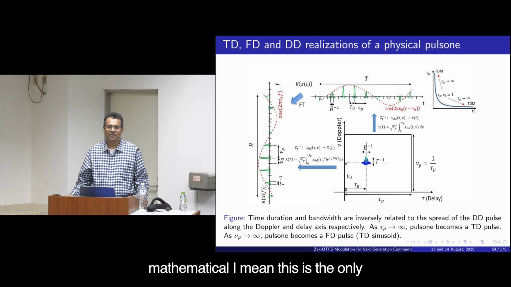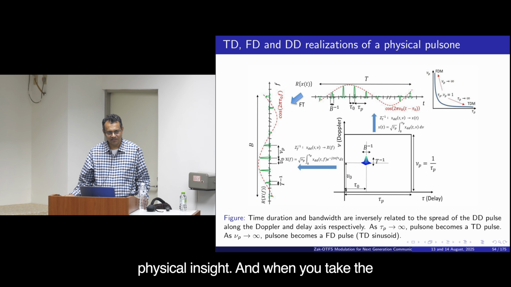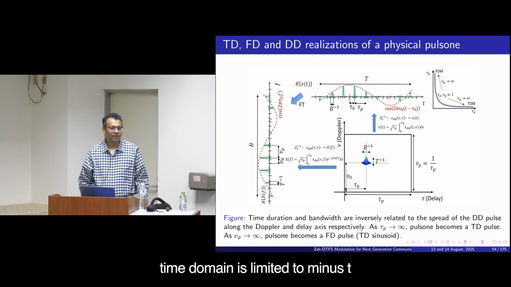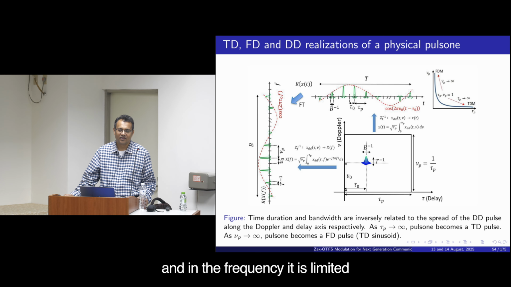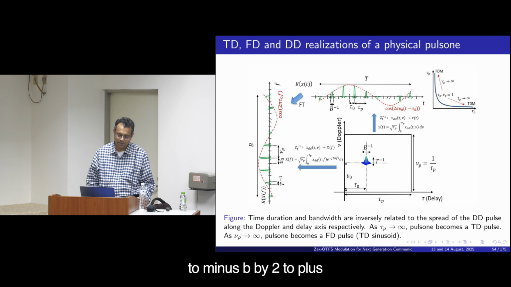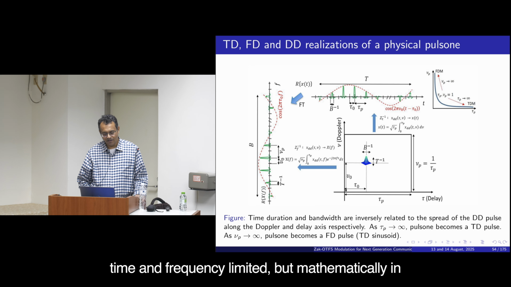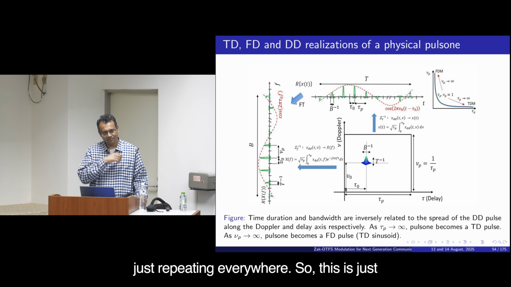And that is all very mathematical. I mean, this is the only physical insight. And when you take the Zak transform of that, you will see this physical pulse, which in the time domain is limited to minus T by 2 to plus T by 2, and in the frequency it is limited to minus B by 2 to plus B by 2. So it will be time and frequency limited, but mathematically in the delay-Doppler domain it will be just repeating everywhere.